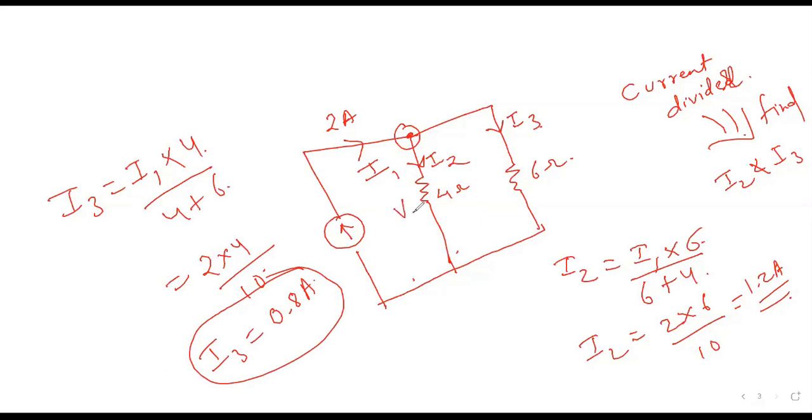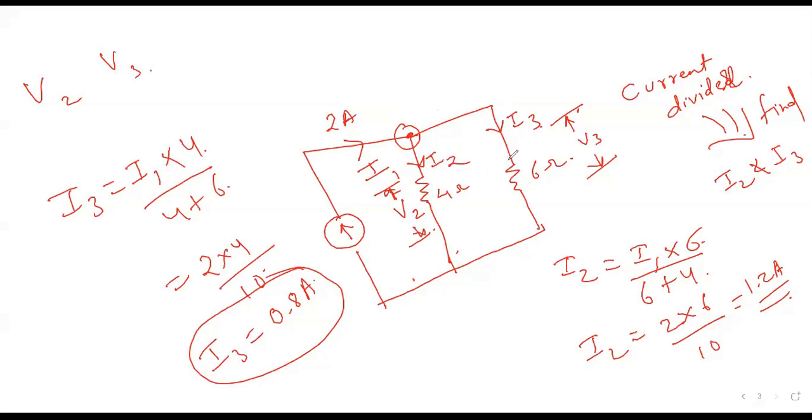Now suppose this is V2, that is voltage across 4 ohms, and this is V3, voltage across 6 ohms. Can you tell me what should be the relationship between these voltages V2 and V3? Same, sir. Why? Why same? Because it's a parallel connection.